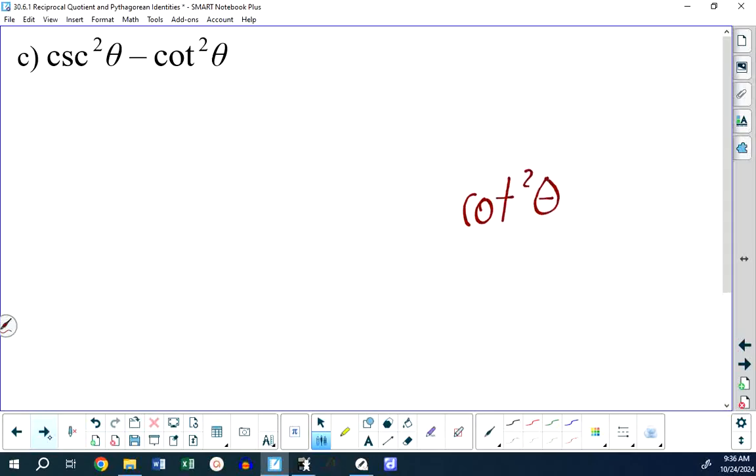There is a trigonometric identity with cotangent squared of theta, correct? Georgia, can you help me out and tell me what it is? 1 plus cotangent squared of theta equals cosecant squared of theta. So are we in agreement that's the identity? Okay. So how can we use this? Well, you know what I could do? I could put in here 1 plus cotangent squared of theta, because cosecant squared of theta is 1 plus cotangent squared of theta.